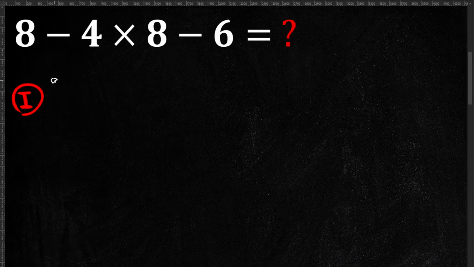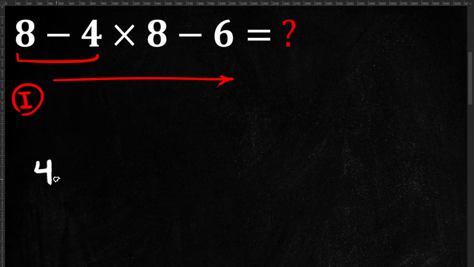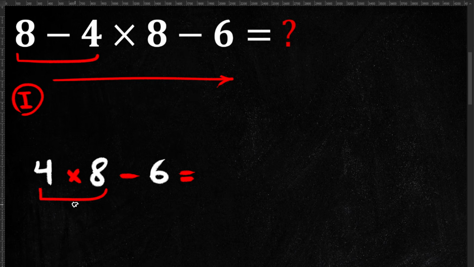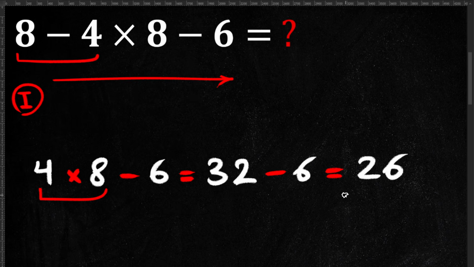Wrong method number 1. Many people start solving from left to right without thinking about the multiplication first. They say 8 minus 4 equals 4. Now the expression becomes 4 times 8 minus 6. 4 times 8 equals 32. 32 minus 6 equals 26. So they confidently answer 26.